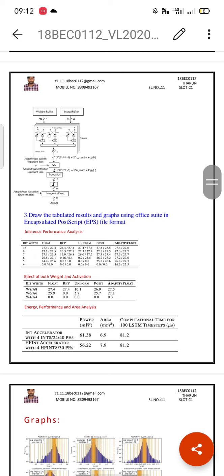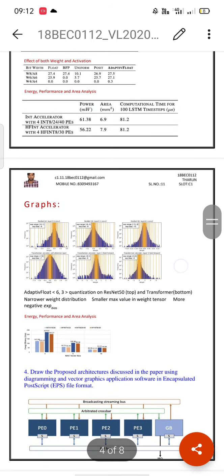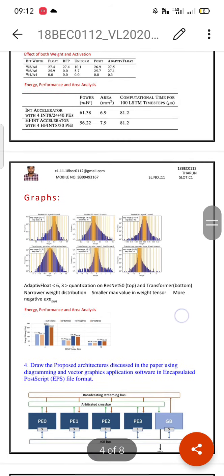And the third question is, draw the tabulated results graphs using an office suite in encapsulated PostScript file format. And these are the tabulated things that are presented in my paper, and these are some of the graphs relating to these tables.